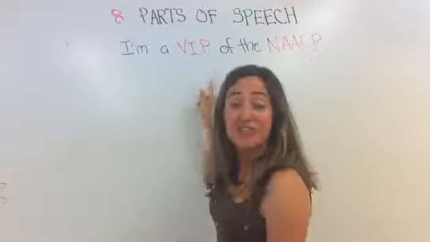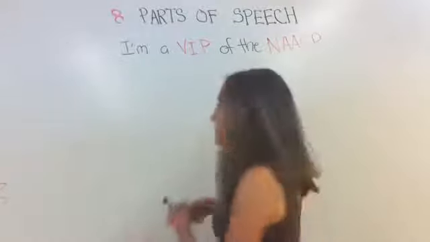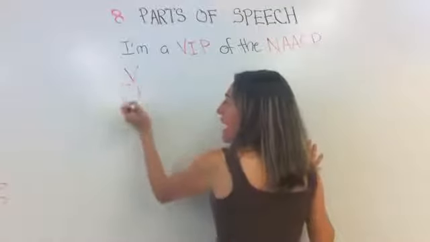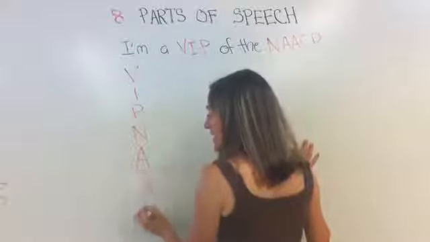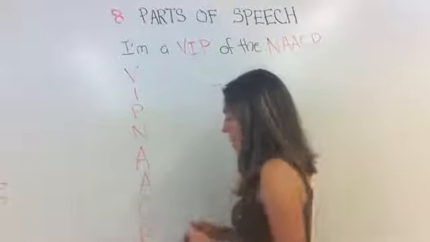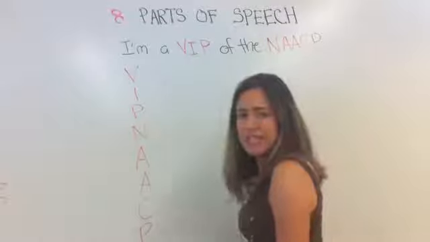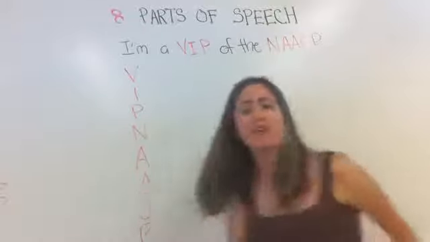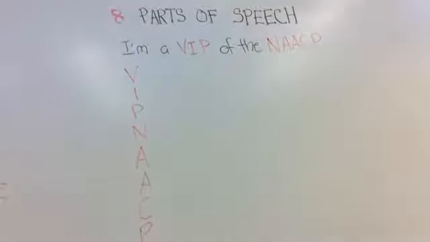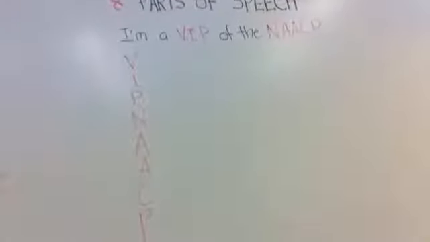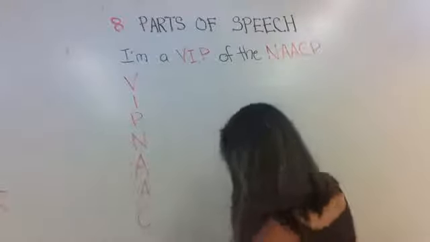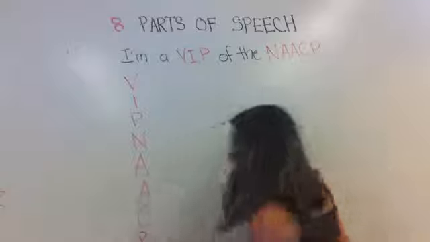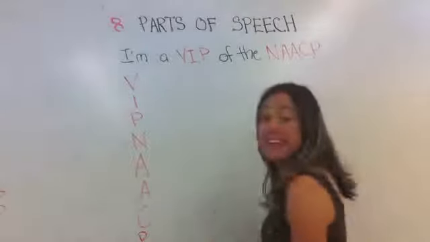So let's write these initials going vertically down. Take your pen and write V-I-P-N-A-A-C-P. Okay? Did I get that? I don't know if my video camera got that. Let me check. Kinda. Not really. So we'll just write our P really small. Hopefully you can see that, okay? So let's write these in.